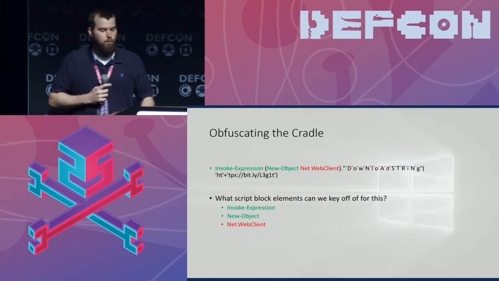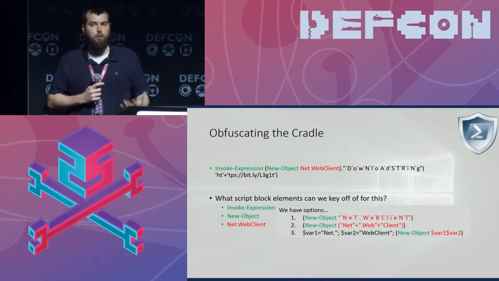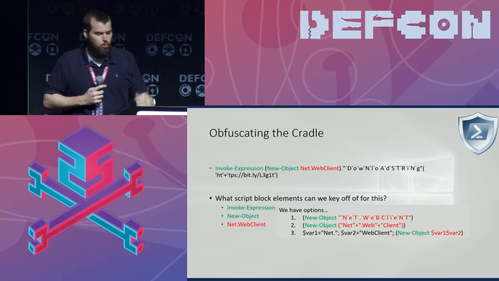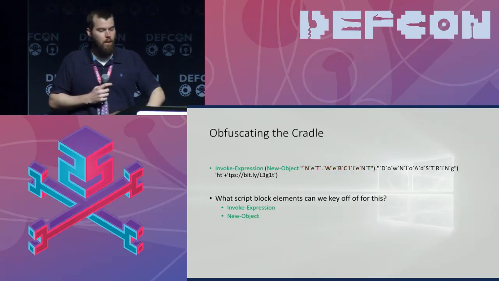So Net.WebClient, really briefly, from a PowerShell token perspective, is an argument to the New-Object cmdlet. We can do double quote tick marks, we can put parentheses, concatenate it, chunk it into variables, tons of options. We'll just go with the first one. There we go. New-Object.